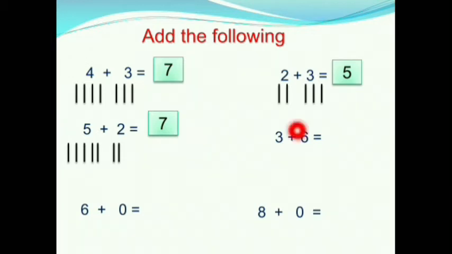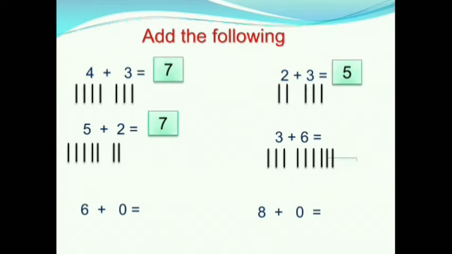In the next question, we have 3 plus 6. Here first we have 3. So we will draw 3 lines. For 6, we will draw 6 more lines. Now we will count the number of lines. Altogether, how many lines are there? 1, 2, 3, 4, 5, 6, 7, 8, 9. Totally 9 lines are there.